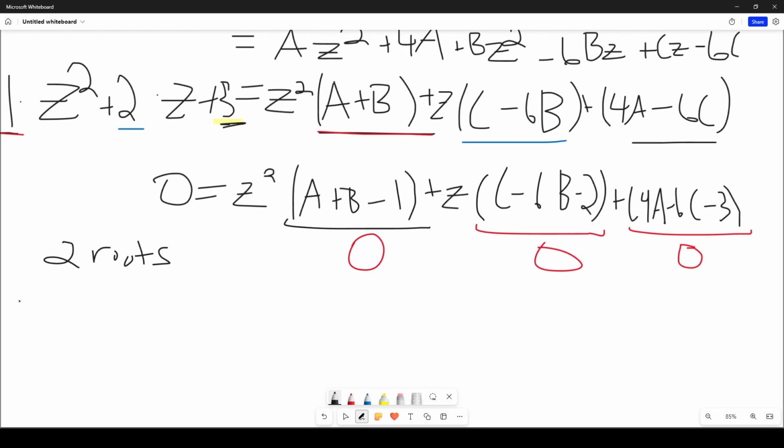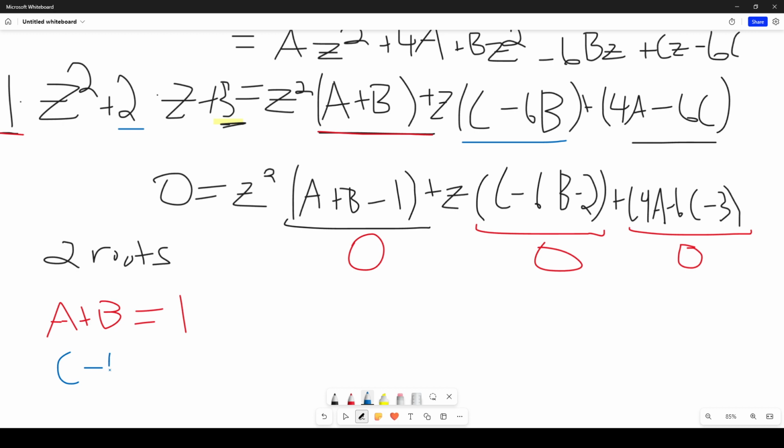So basically, to make this short, what we're saying is we can equate these coefficients. We get a plus b equals that 1 on the z squared. We get c minus 6b equals that 2 on the z. And finally, we get 4a minus 6c equals 3.